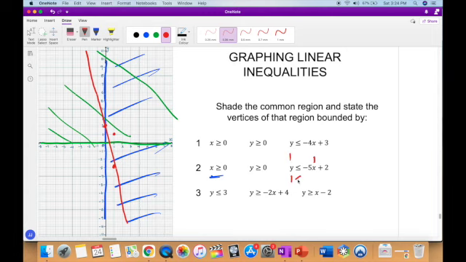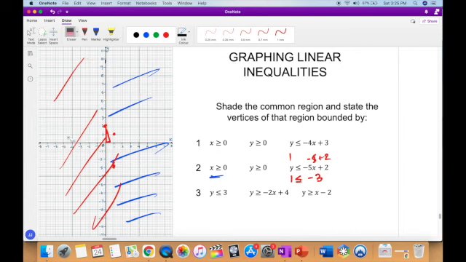So that'll give us 1 is greater than or equal to negative 5 times 1 plus 2, which is negative 3. Is 1 less than or equal to negative 3? No. So therefore, we could just pretty much assume, we don't even have to prove it, that it's this region here. And of course, the common region will be this tiny little triangle here, right?